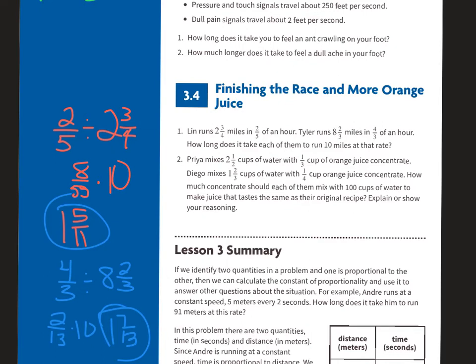So we're going to do the same thing. We're going to go 1/3 cup divided by 2.5. And if I do that, 1/3 divided by 2.5, I get 0.13333, which as a fraction is 2/15. Then I just go 2/15 times 100 batches, and I get 13 1/3. Okay.